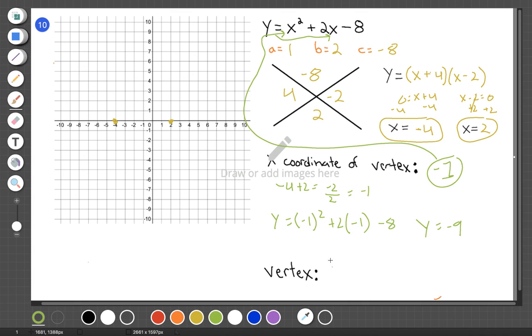So the vertex is our x, which is -1, our y, which is -9. We can plot that point, -1, -9 down here. And then finally, you're just going to connect them with a quadratic looking graph. And there you go.